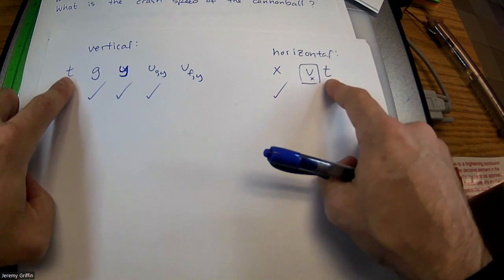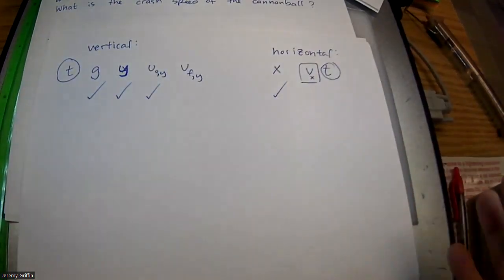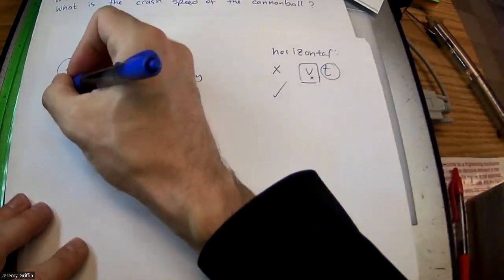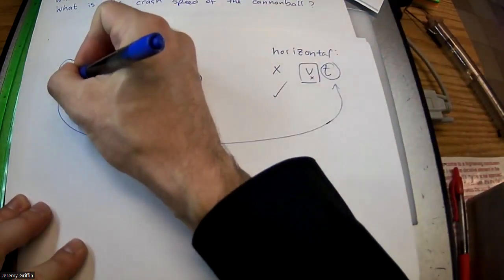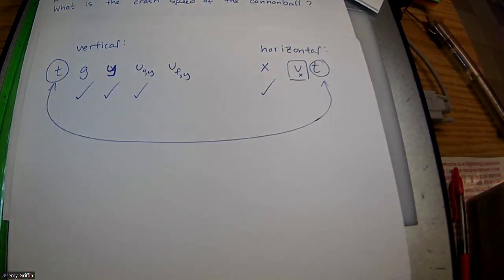But time is the scalar. So time is like the bridge that bridges horizontal and vertical information for projectiles. Right? If you solve it on one side of this table, can't you just transfer the time to the other side? It's the same time, no matter how you analyze the problem, right? And that's what we just did.